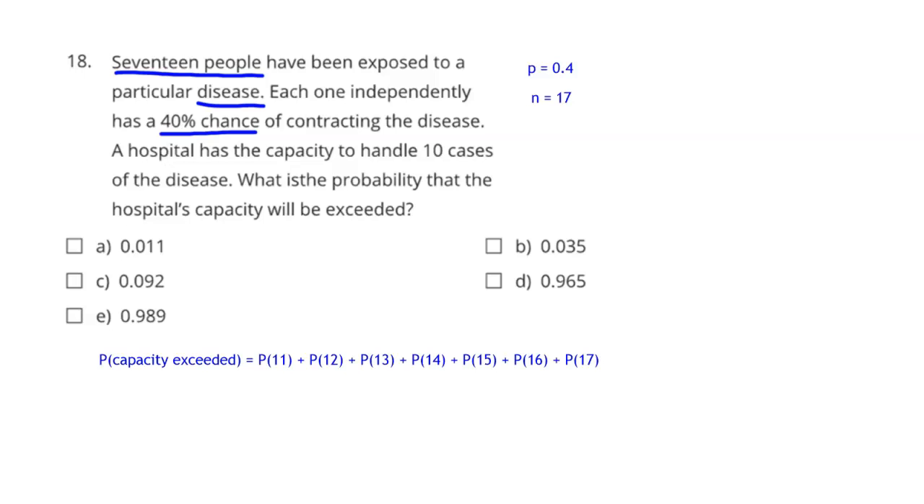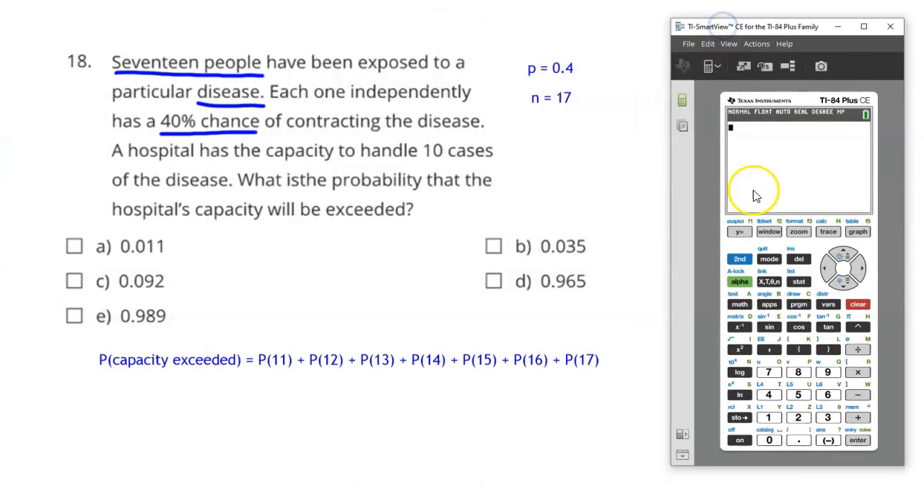Previously, we've talked about using the calculator to do binomial PDF, which of course lives in the distribution menu. And binomial PDF finds the probability of one specific outcome. So if I were to try to do this using binomial PDF, I would have to do 1, 2, 3, 4, 5, 6, 7 calculations, right? I would have to put in the number of trials, which is 17, the probability of success, which is 0.4, and an X value of 11, and then find that, and then add to that the probability of 12 successes, the probability of 13 successes.